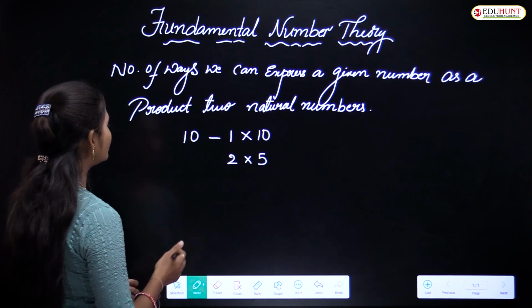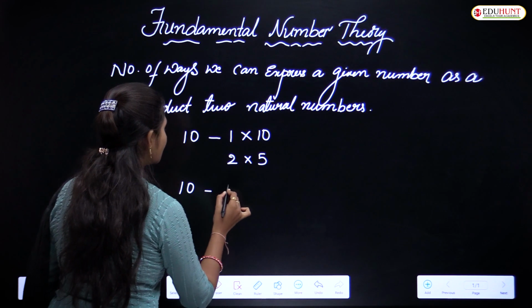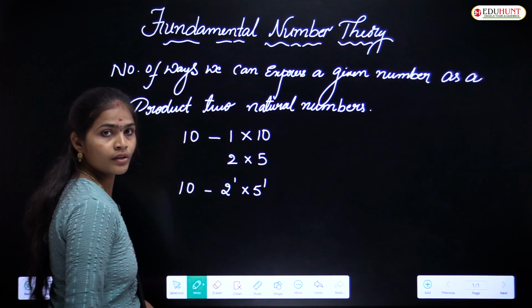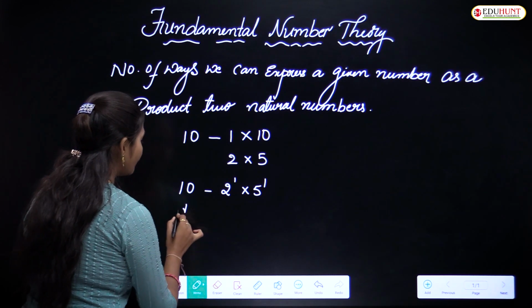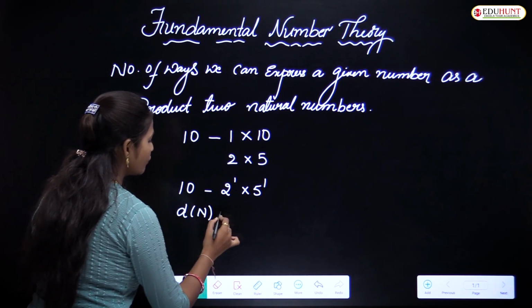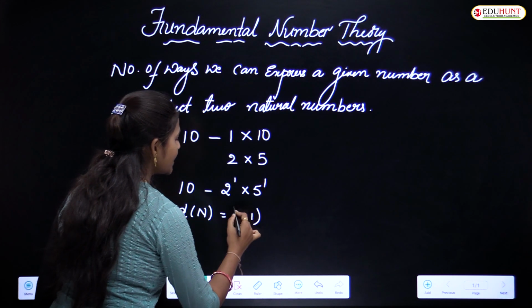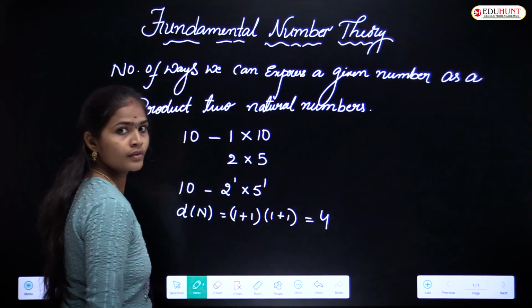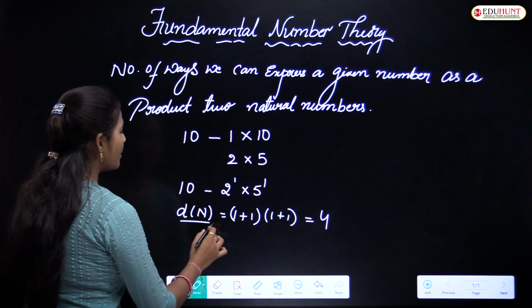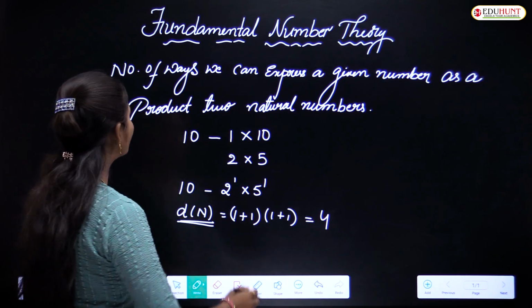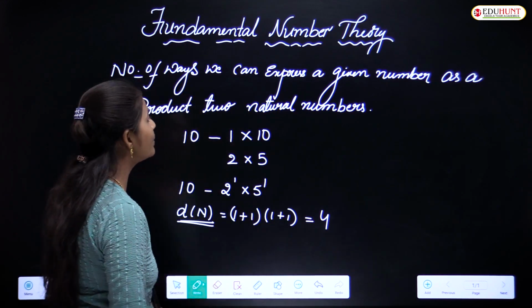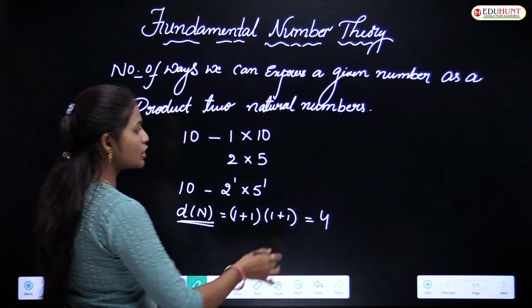So without writing these steps, we can say how many ways there are. How to know that? 10 we can express as 2 power 1 into 5 power 1. Is it clear? Here first we need to find the number of divisors of a number. That is 1 plus 1 into 1 plus 1, which is equals to 4. So here, number of divisors. What is that question? Number of ways we can express the given number as a product of two natural numbers.